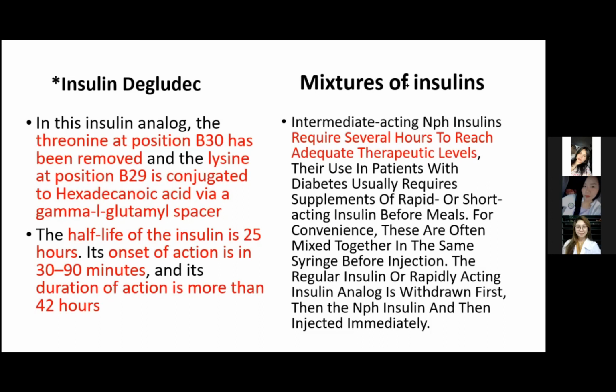So, the mixtures of insulins. Intermediate acting NPH insulins require several hours to reach adequate therapeutic levels. So in patients with diabetes, use usually requires supplements of rapid or short acting insulin before meals. For convenience, these are often mixed together in the same syringe before injection. The regular insulin or rapid acting insulin analog is withdrawn first, then the NPH insulin, and then injected immediately.